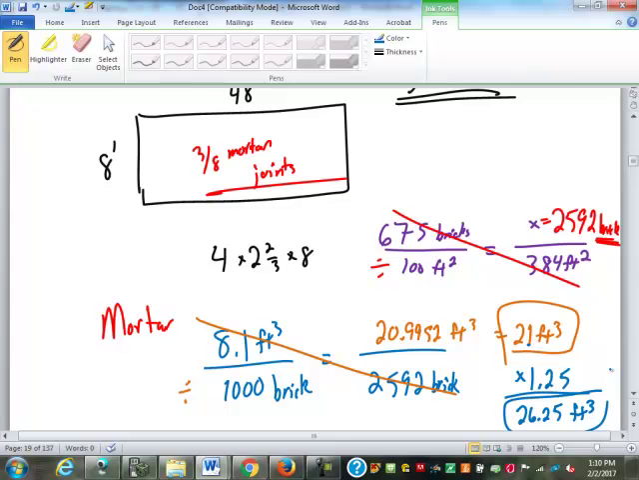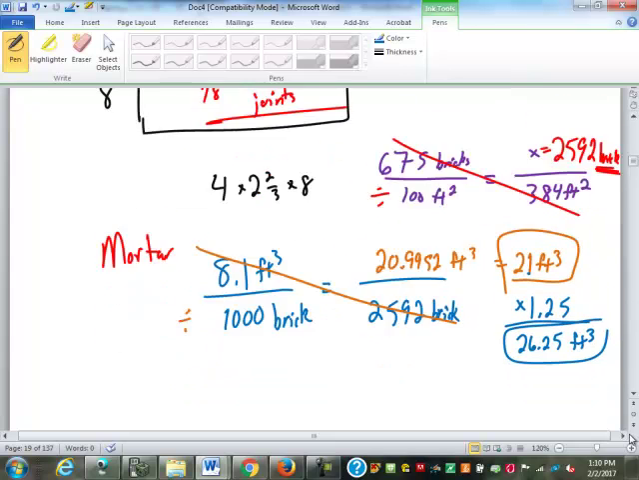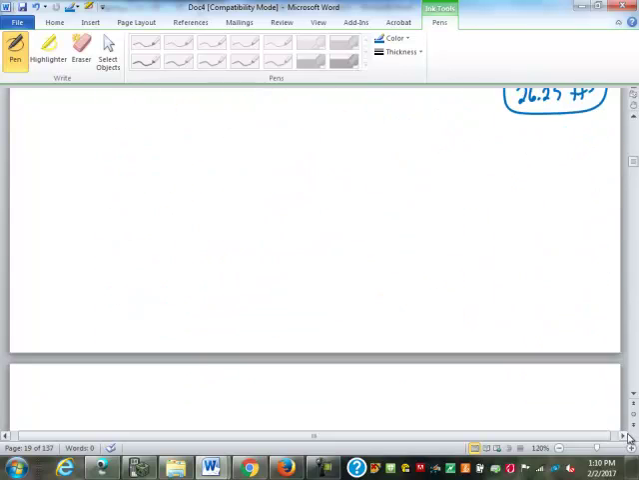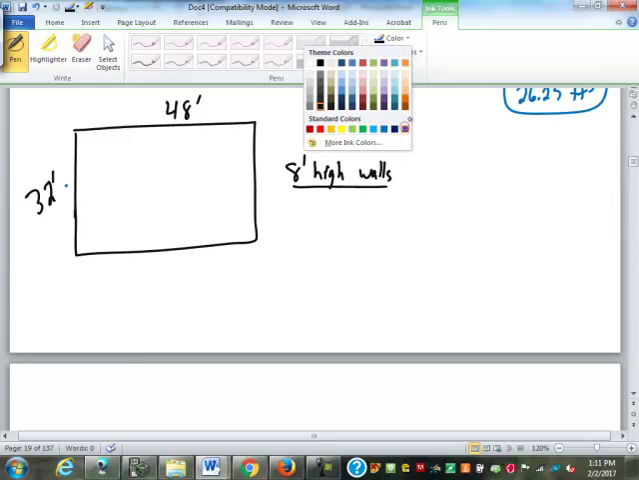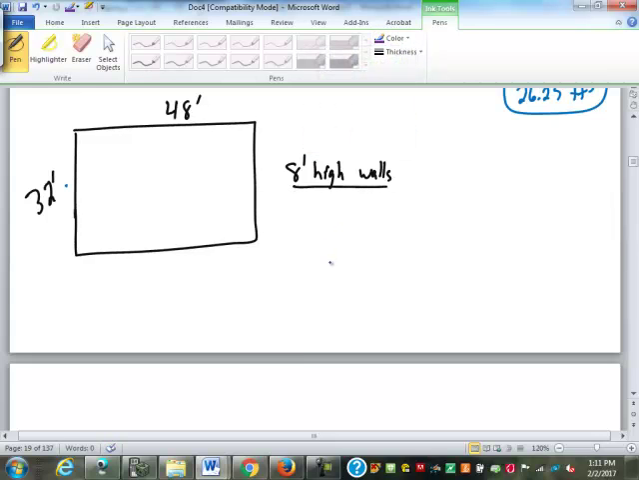Okay, so here's what we're going to do. I want to build a basement. It's 32 feet by 48 feet, with 8-foot high walls. So the first thing I want you to do for me is figure out how many square feet is that.